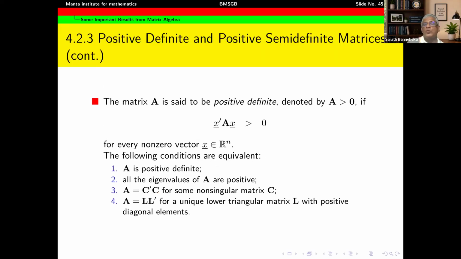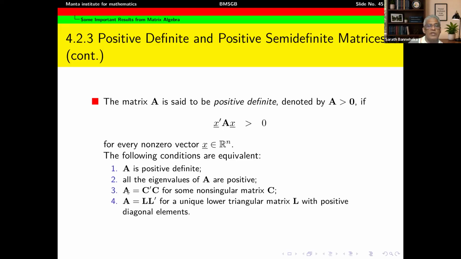If you consider positive definite, in that case the equality to zero is removed. We are now considering x transpose Ax to be directly positive, right? If x transpose Ax is positive for any real n-dimensional vector x, then this A matrix is called a positive definite matrix. In this case, all the eigenvalues of A are positive. Earlier it was non-negative, now it's positive.